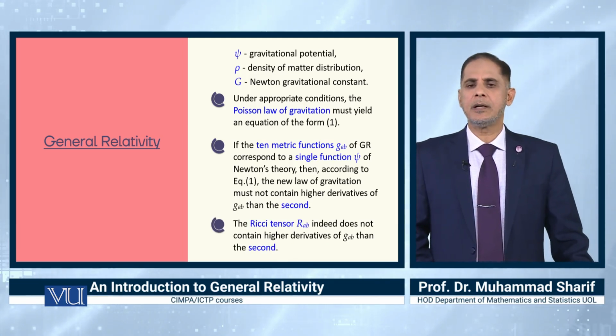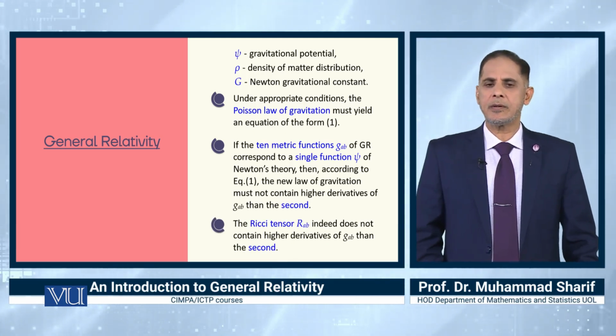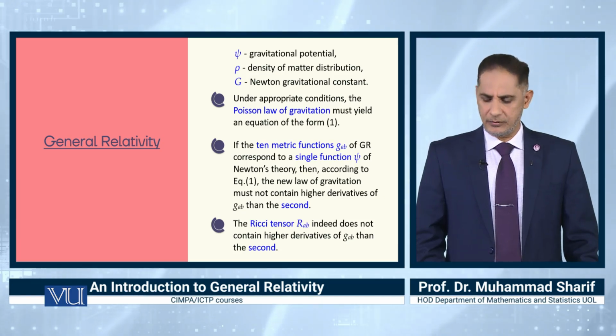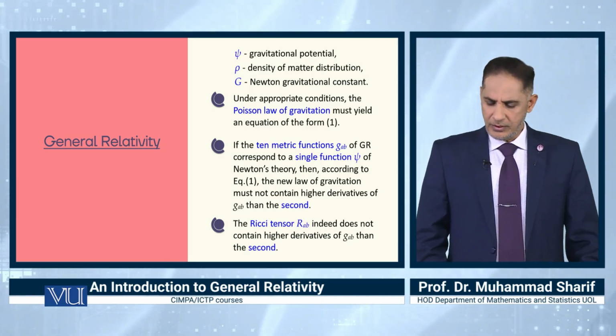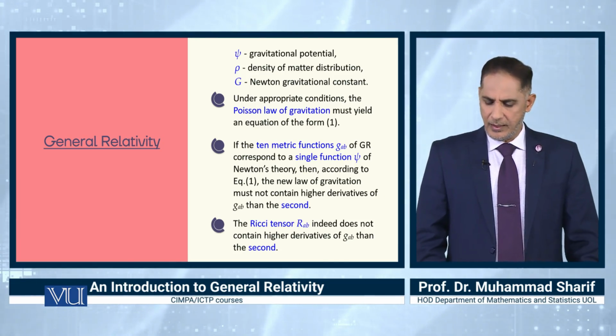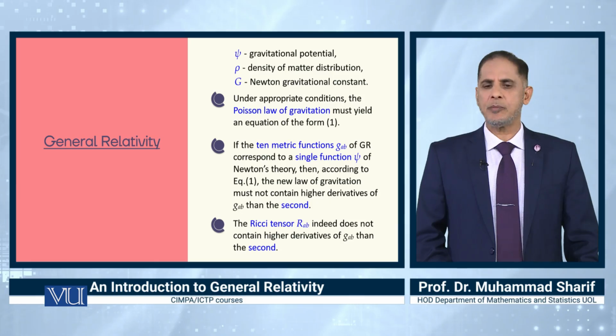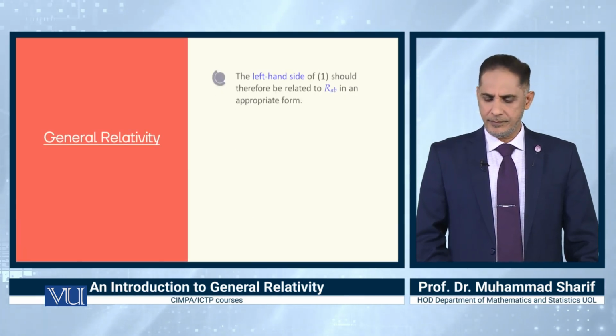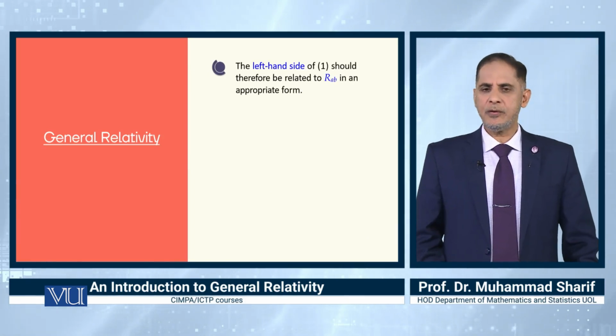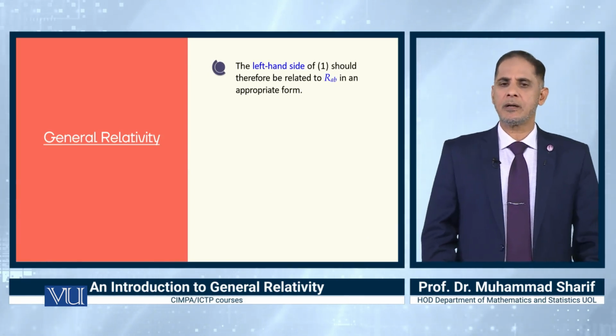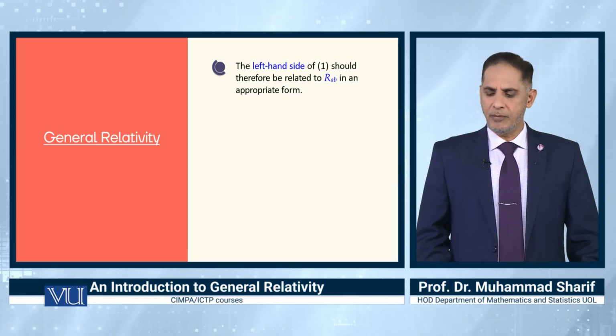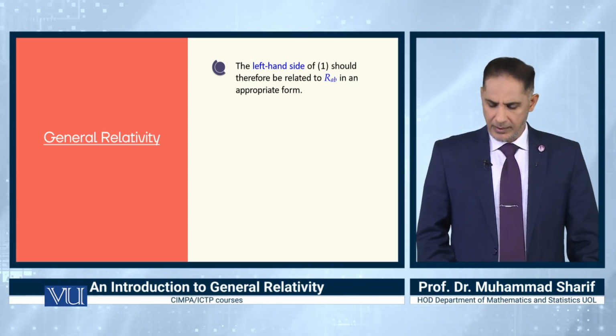Now, we know that the metric tensor contains second order only in Ricci tensor. So, the Ricci tensor indeed does not contain higher derivatives of g_AB than the second. So, it is appropriate to consider the Ricci tensor. So, the left hand side of the resulting equations must be in R_AB.